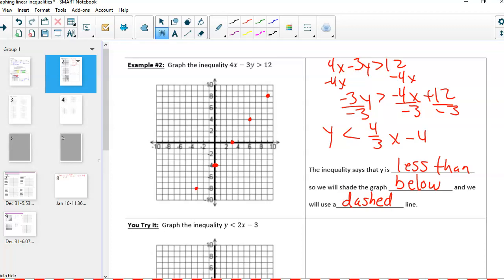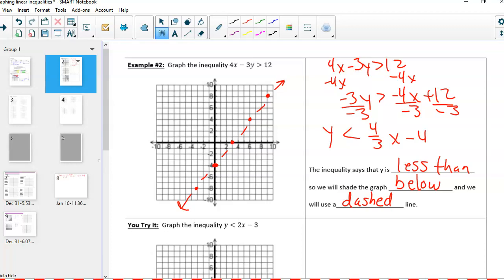Right? And then here is where you have to be careful. If you have a dashed or a dotted line, this can't connect all the way. You can put dashes in between your dots. But if you connect it all the way, you've made a solid line, which means you've changed the inequality. So you need to be very careful with that part.